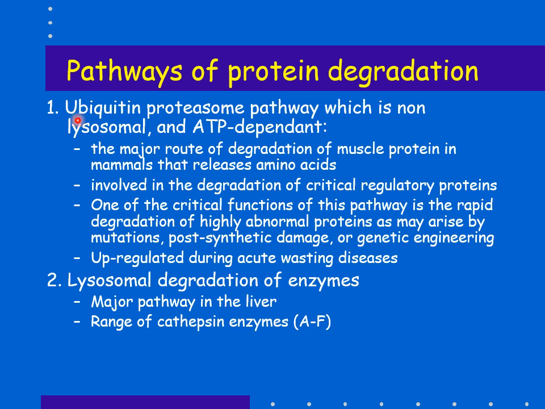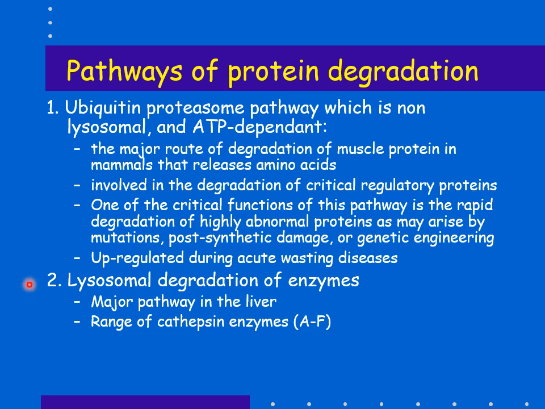The first is the ubiquitin proteasome pathway. This is an ATP dependent and so energy consuming process, and it's non-lysosomal, so it means that it doesn't occur in your lysosomes. This is the major route of degradation of muscle protein in mammals that releases amino acids, particularly during starvation. It's also involved in the degradation of critical regulatory proteins, and it's also crucial for degrading highly abnormal proteins that may arise from mutations or post-synthetic damage.